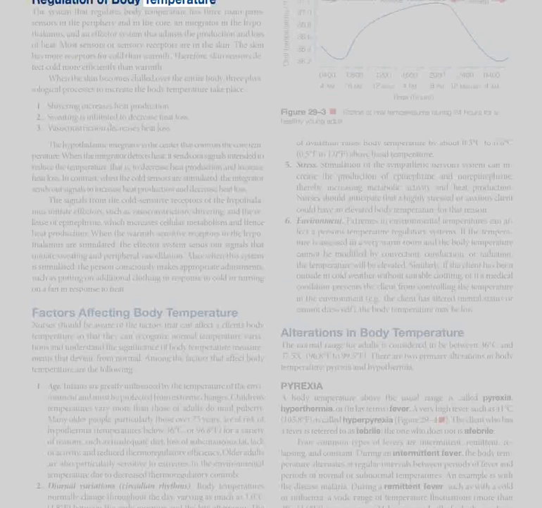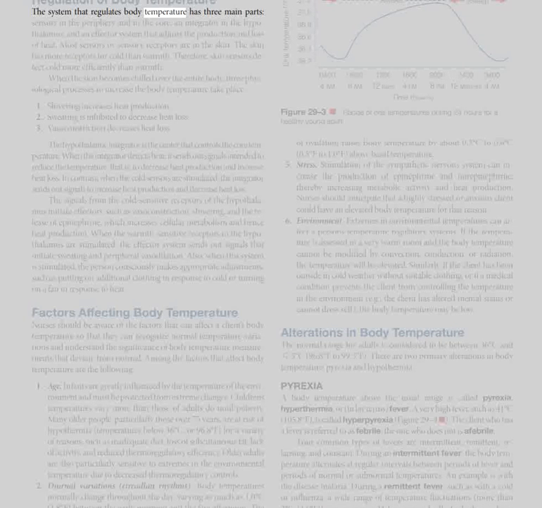Regulation of body temperature. The system that regulates body temperature has three main parts: sensors in the periphery and in the core, an integrator in the hypothalamus, and an effector system that adjusts the production and loss of heat. Most sensors or sensory receptors are in the skin. The skin has more receptors for cold than warmth. Therefore, skin sensors detect cold more efficiently than warmth.